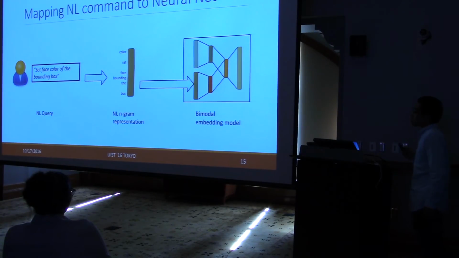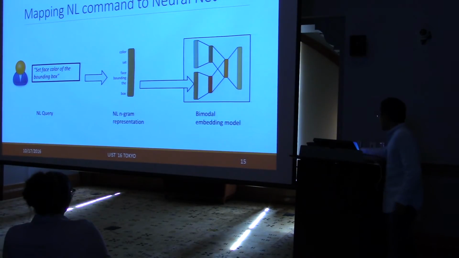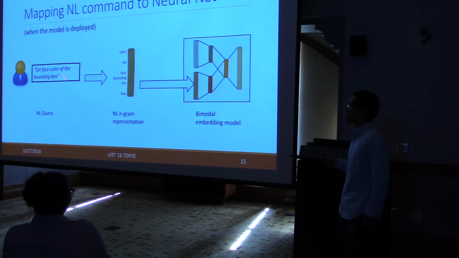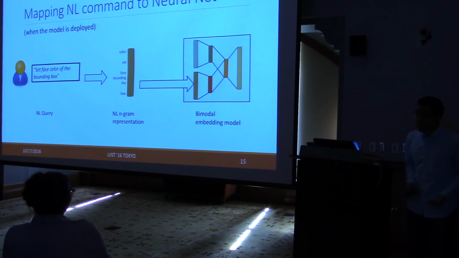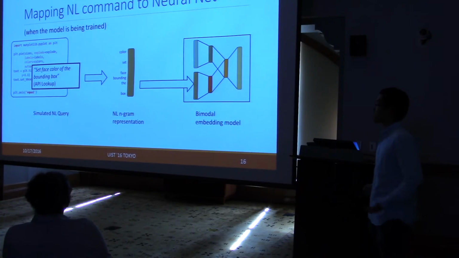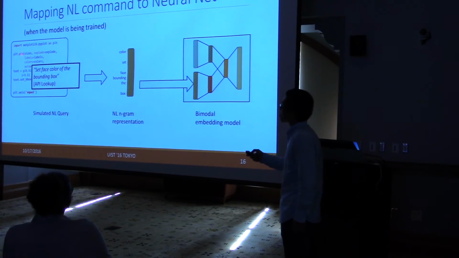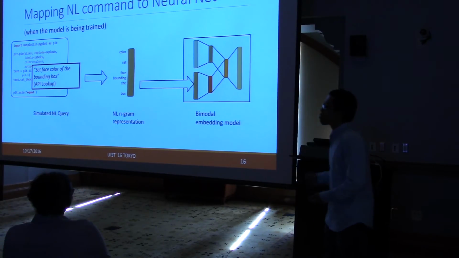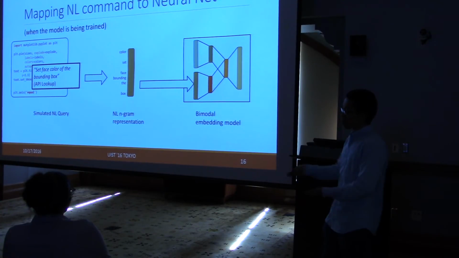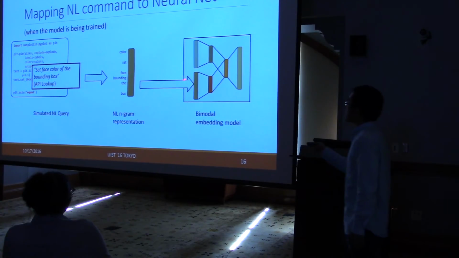But there's a problem, because when the model is deployed in the actual system, we know what the natural language query is. But during training, we don't know for a piece of code what the natural language queries are, right? So given this code, we don't know. So that's why we use API documentation to find the natural language captions for each piece of code, like functions and parameters, and we call them simulated natural language queries when the model is being trained. And the same thing goes here.